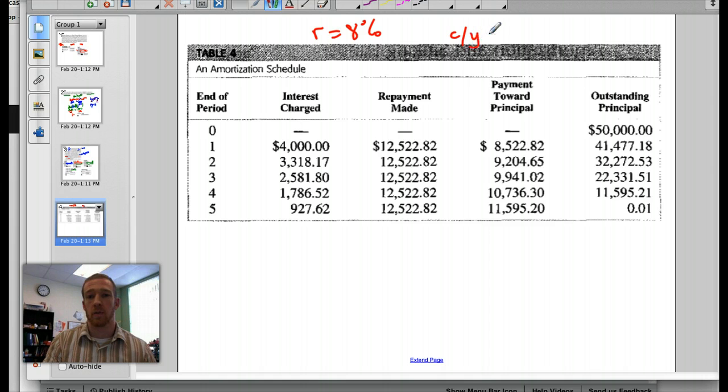So the C/Y, which equals the payments per year, is just 1. And we want to amortize it over 5 years. So this is how that table works. Here's the original amount, year 0, the very beginning.